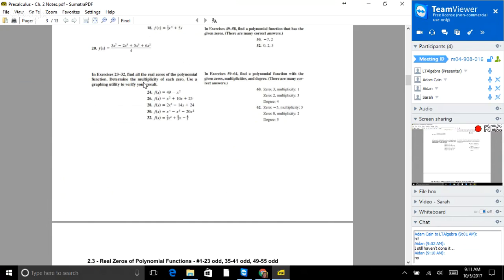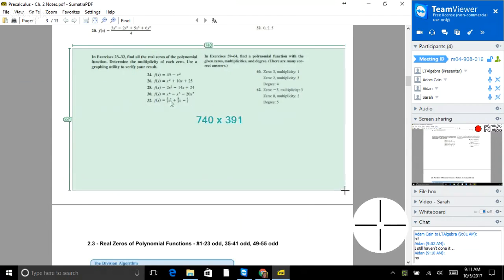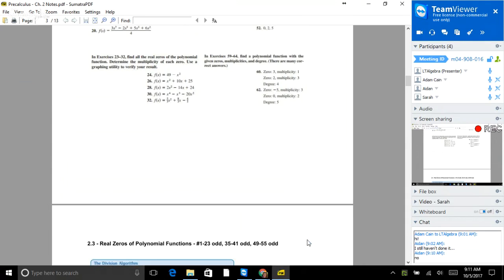So let's start with number 26. Okay. So what they actually want us to do is, let me grab this here off to the side. Does anyone know what they want us to do to find the real zeros?